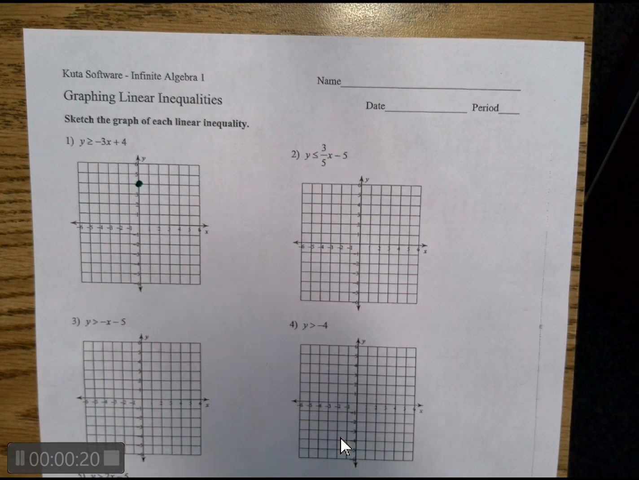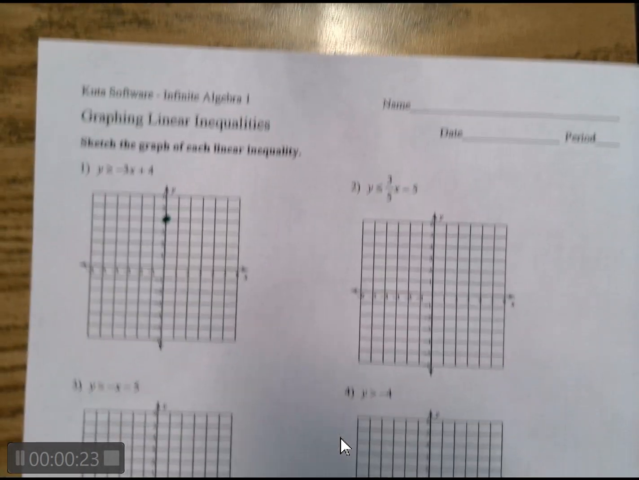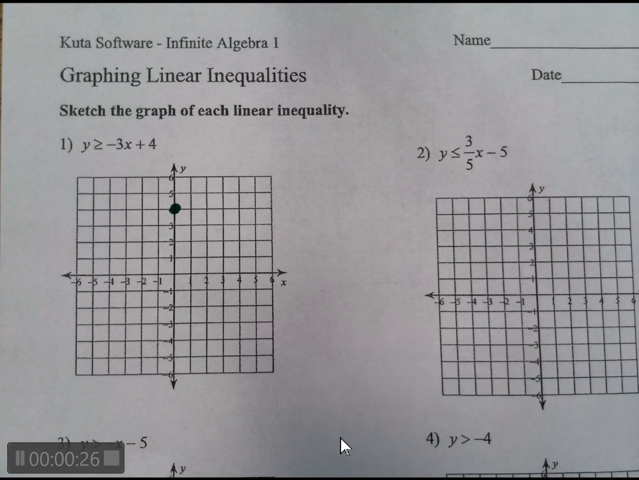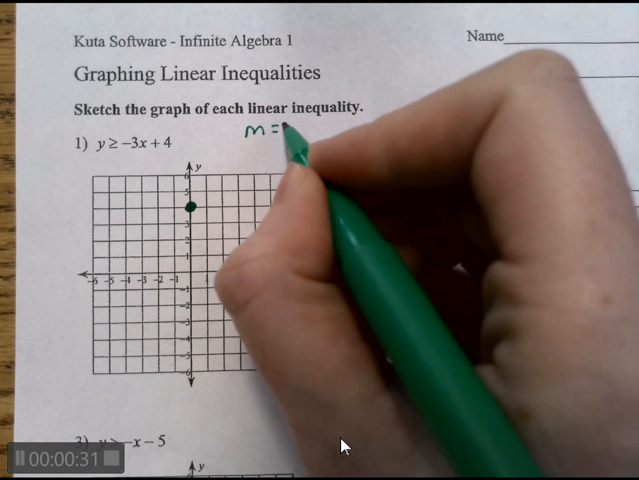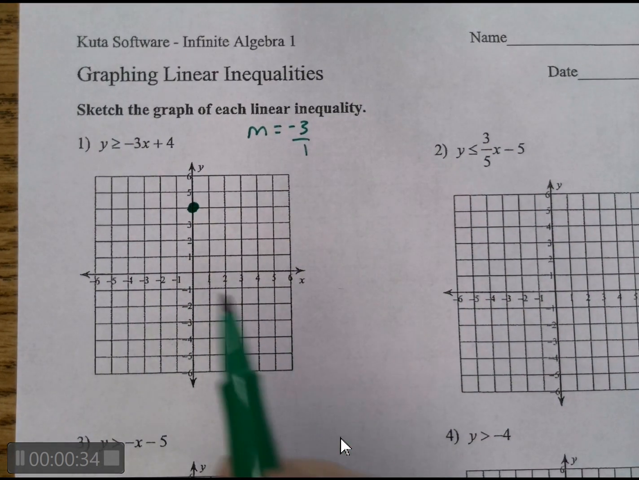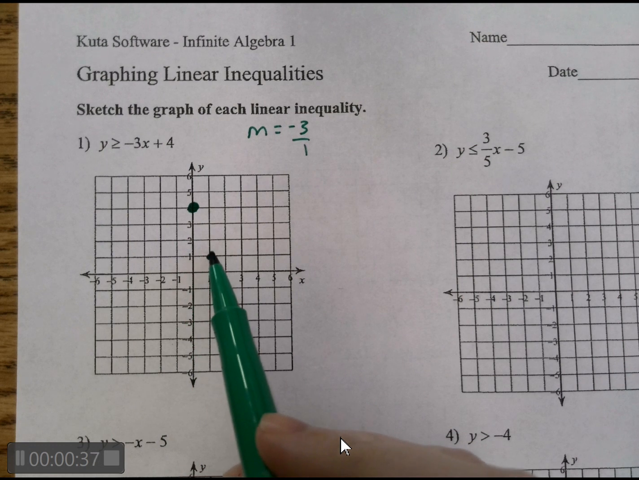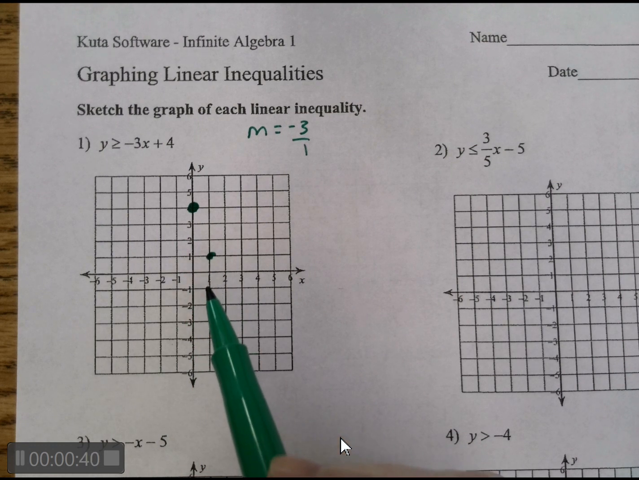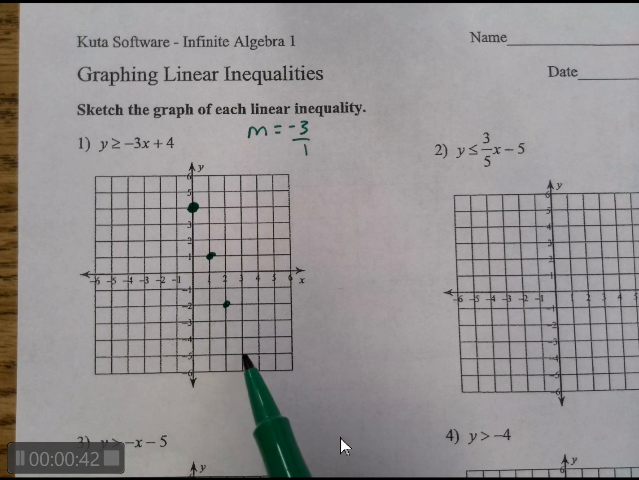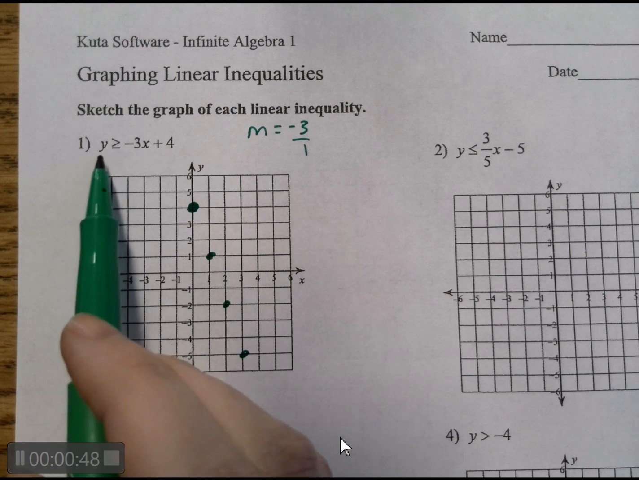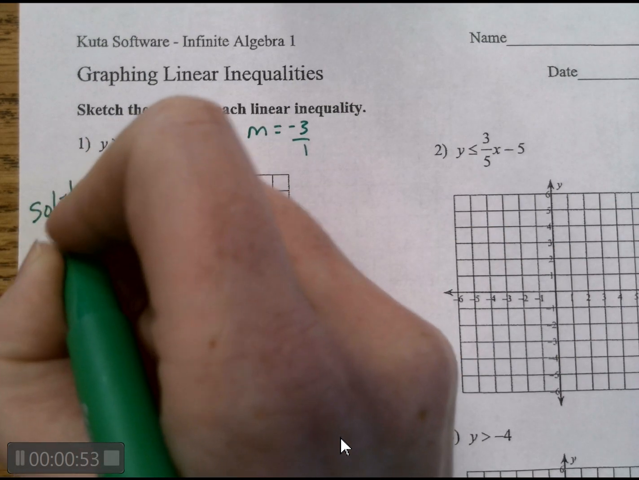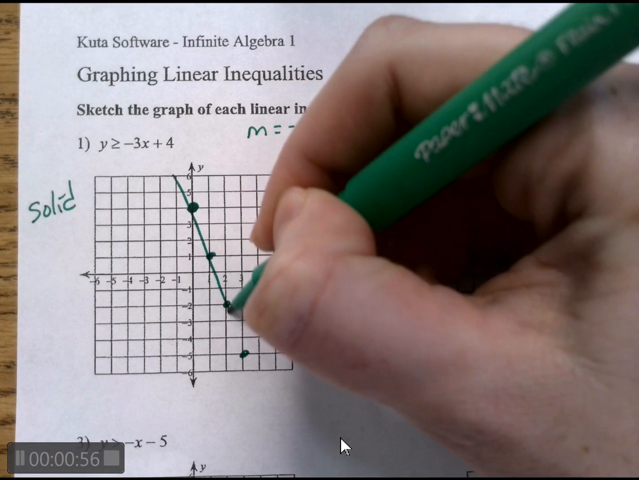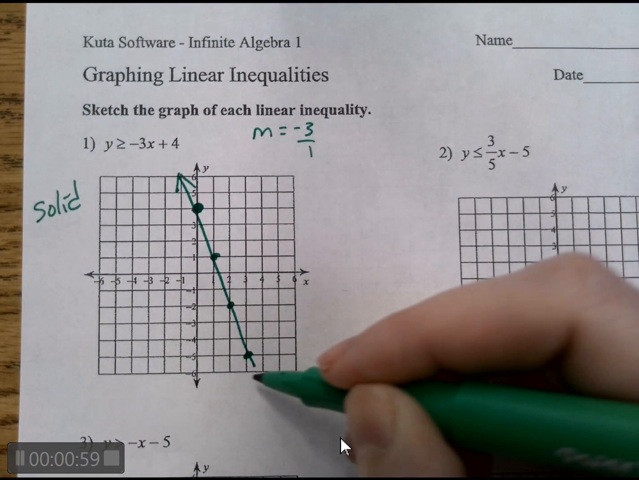And then our slope. Actually, let me get a little closer to this problem. There we go. Y-intercept of positive 4, and then we have a slope. So our m is negative 3 over 1. So I'm going to go down 3, to the right 1. Down 3, to the right 1. Now, because of the dash mark underneath the or equal sign, it's going to be a solid line. And always put your arrows.